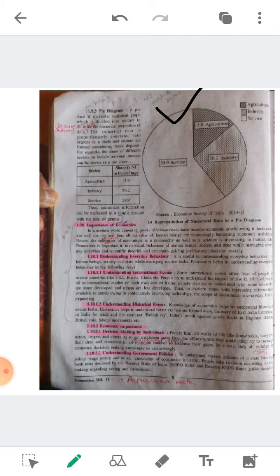For example, the shares of different sectors in India's national income. So there are mainly three sectors of the economy. First is agriculture, then industries, and then the service sector.